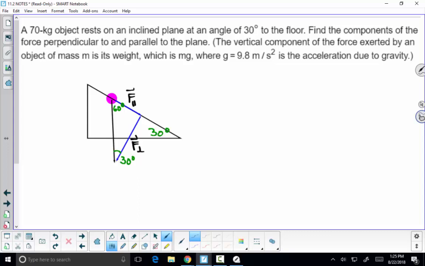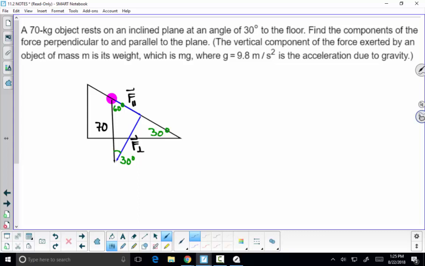And if we pull out the triangle here, well, we don't even have to pull it out. Let's just start doing it. You can either focus on the 60 or you can focus on the 30. It doesn't matter. If we use the 30 and we want to figure out what F parallel is, we're going to use the sine function. The sine of 30 will be opposite over hypotenuse, and the hypotenuse is 70. Oh, we have a little bit more going on here. They gave us the mass, not the weight.